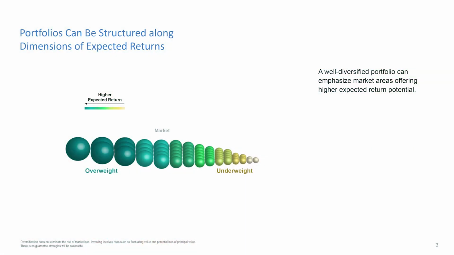One way to visualize overweighting is to think about an ice cube tray with sections that are shallower or deeper. In a portfolio, each section holds many stocks that compose a market area, and those with greater return potential are overweighted, just like larger ice cubes.